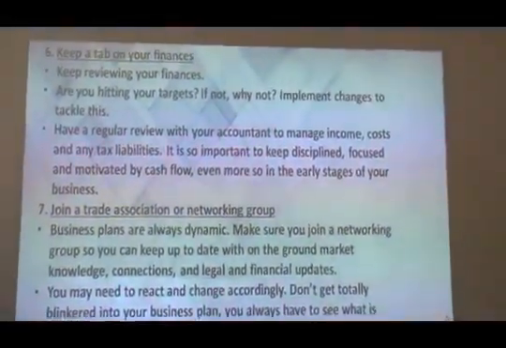Number 6, keep a tab on your finances. In implementing your business plans, am I actually making the required finance I'm supposed to make in this business? If I am not, what do I need to do to make the required profit I'm supposed to make in this business? Always keep a tab, because by the time you do not keep a tab, you might actually be making a loss instead of a profit. That is one reason you need to have a business plan, and it will also help you in implementing your business plan. Always keep a tab on your finances.